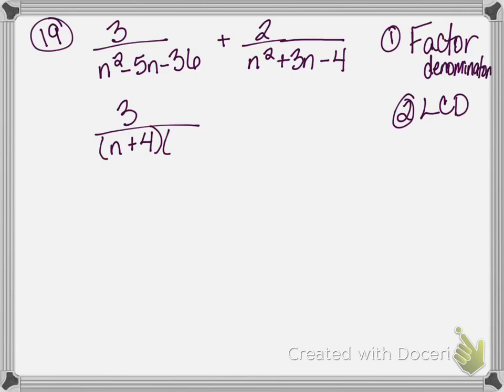So that's n plus 4 and n minus 9. Okay. Now the next one, we've got negative 4 as our product, and positive 3 as our sum. So that's going to be negative 1 and positive 4. So we're going to have n minus 1 and n plus 4.